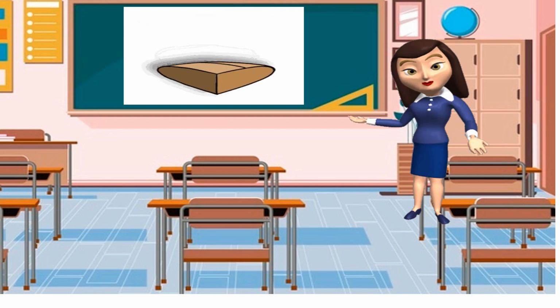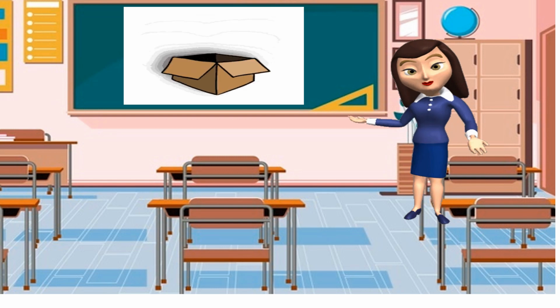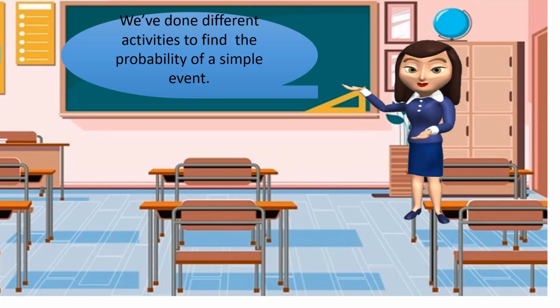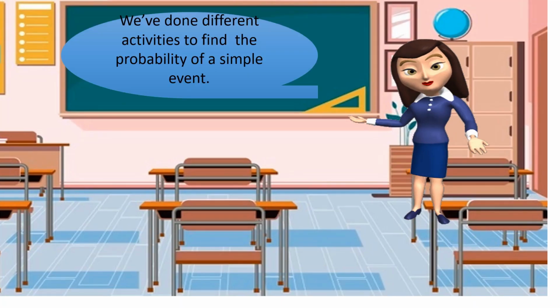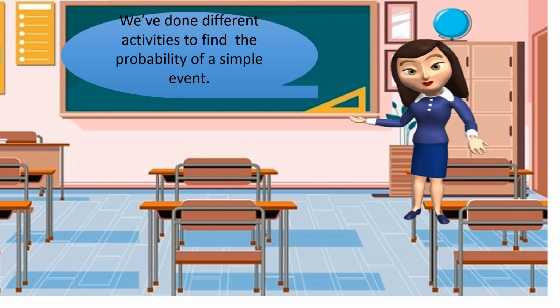Can you find the probability of getting a red ball from this box? That's right. That is 13 over 13, or 1. In here, we are very certain that we can get a red ball in every pick from the box, because this box consists of all red balls. Did you get it? Wow, good job! We've done different activities to find the probability of a simple event.